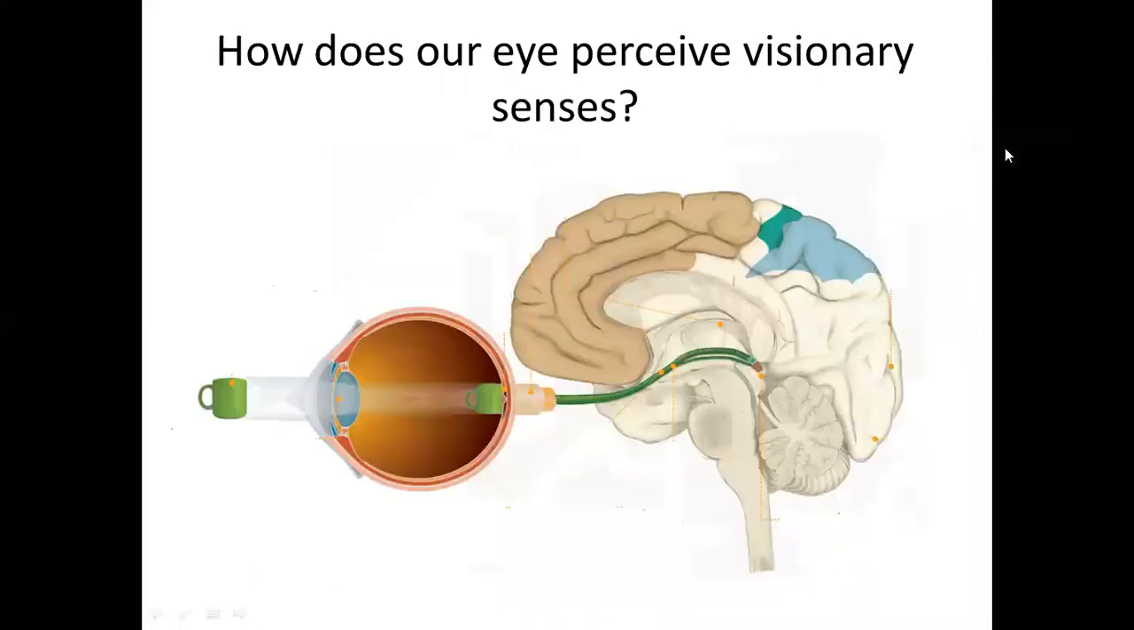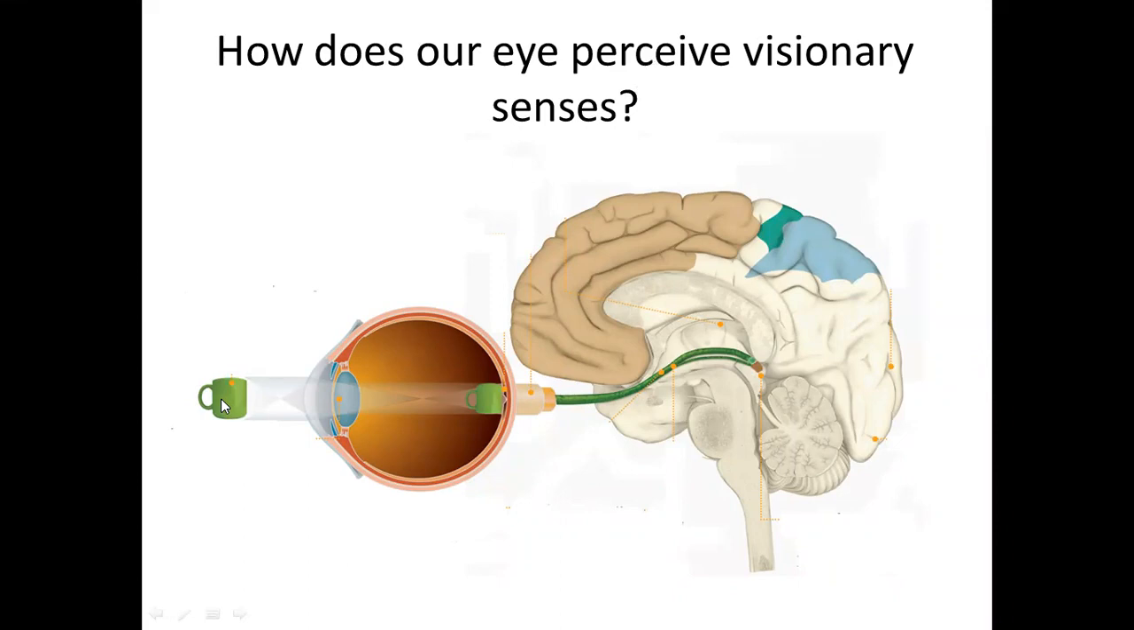Where you're going to learn how your eye perceives visionary senses. Now, when you come across the word perceive, it actually means receive. So now you're going to see how your eye sees things. In the picture, you will see that there is an object, a teacup.